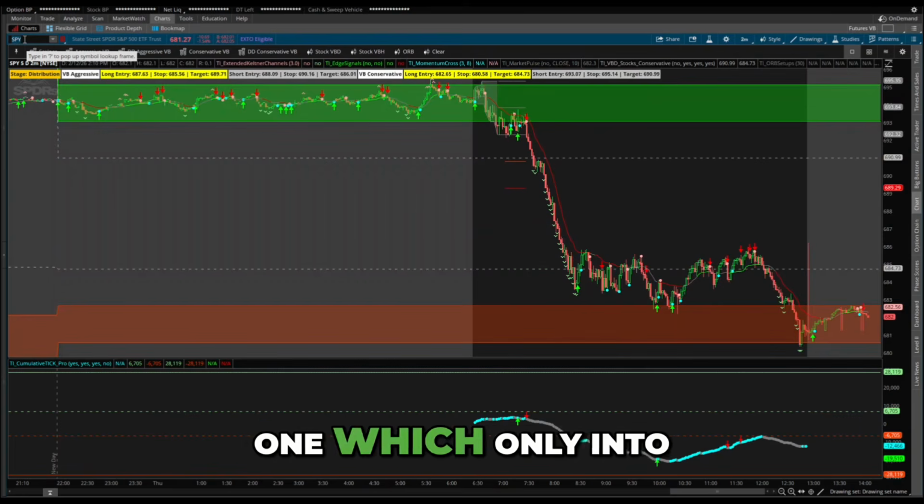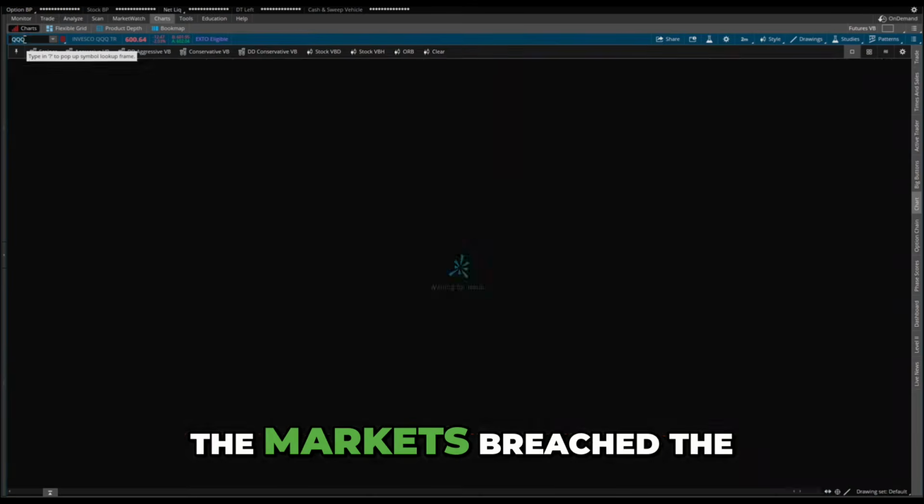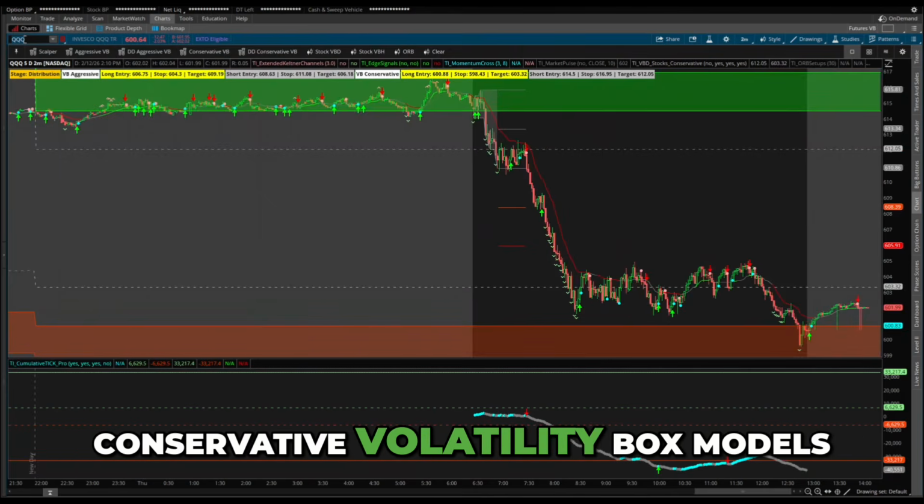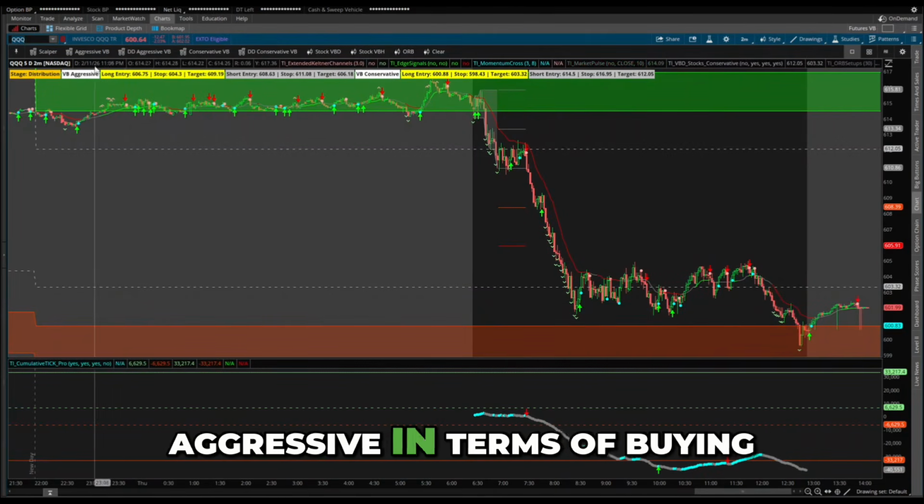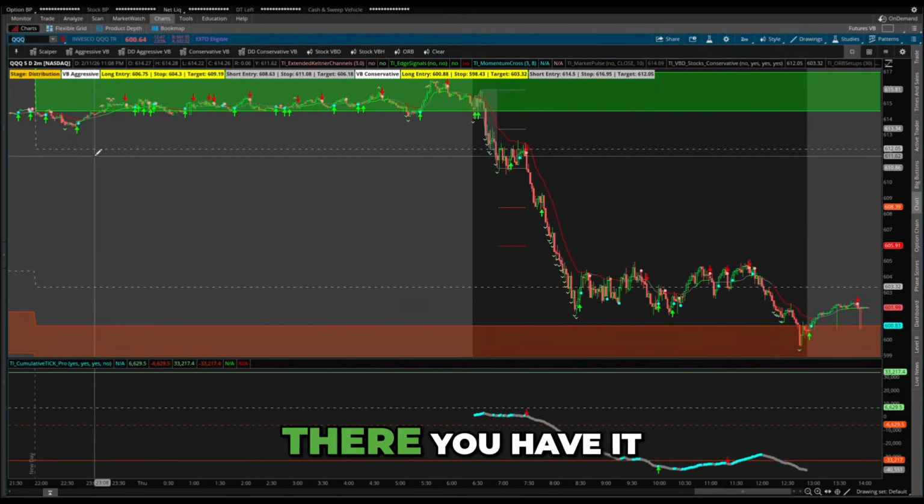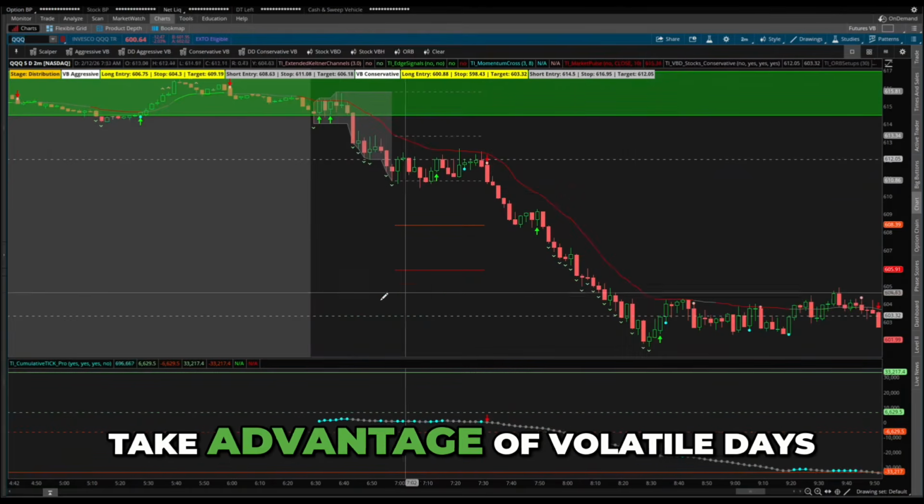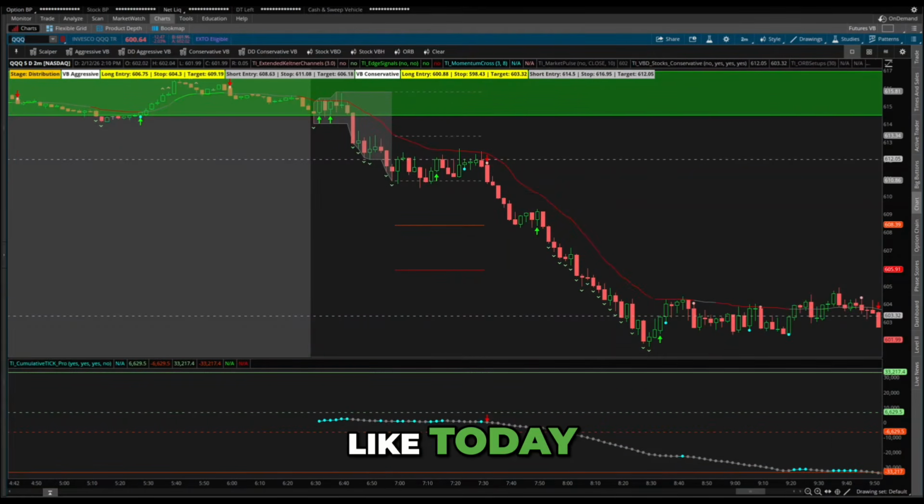The NASDAQ was the one which only into the tail end of the markets breached the conservative volatility box models. The NASDAQ, you had to be a little bit more aggressive in terms of buying. So there you have it, two different setups to take advantage of volatile days like today.